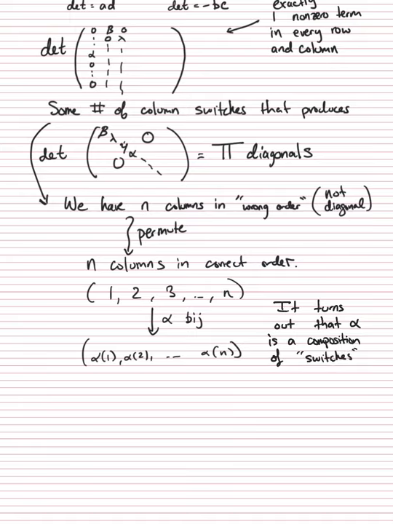If you have any bijection from the set 1 to n to itself, it's a composition of just switching the ith and jth terms. And then the important thing is that the number of switches, well, it might depend on exactly what you do, but at least the number of them mod 2 is well defined.